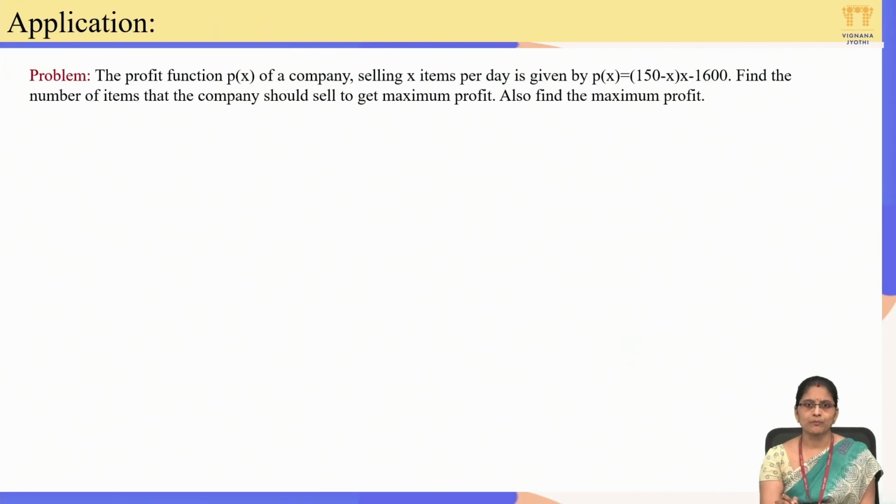Let us see an example problem for better understanding of the topic. The profit function p of x of a company selling x items per day is given by p of x equal to (150 minus x) into x minus 1600. Here 1600 is the cost. Find the number of items that the company should sell to get maximum profit. Also find the maximum profit.